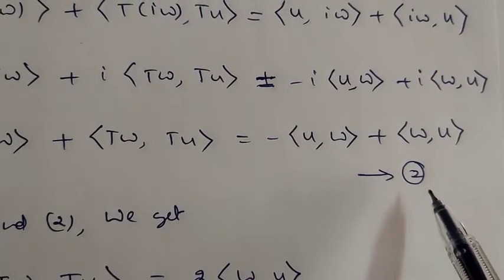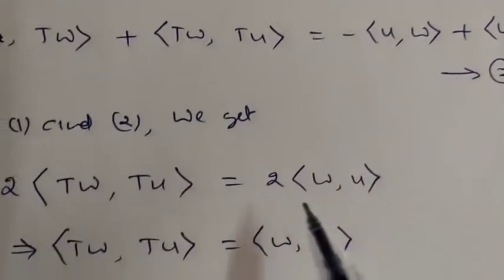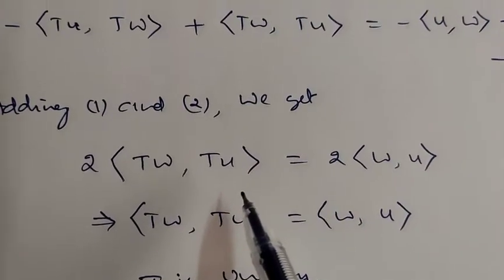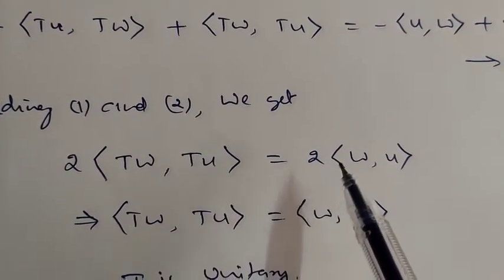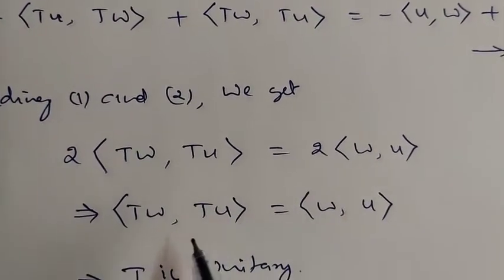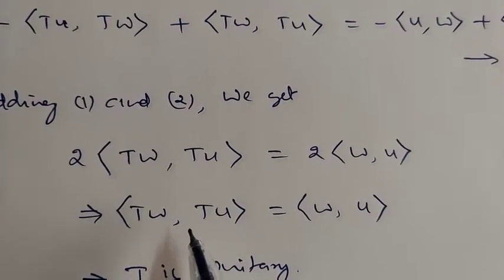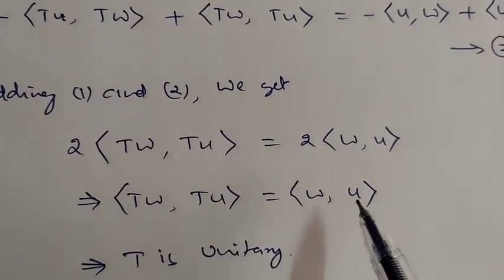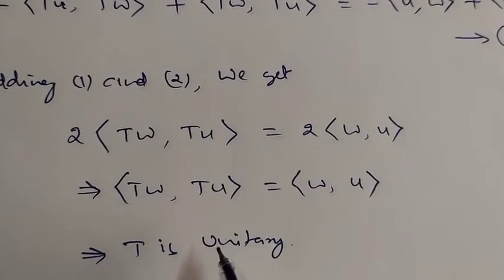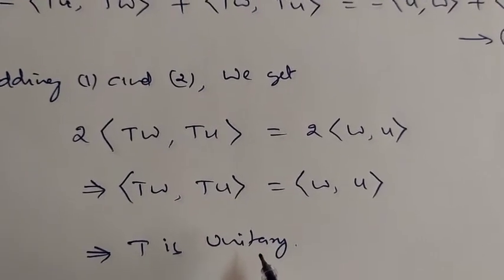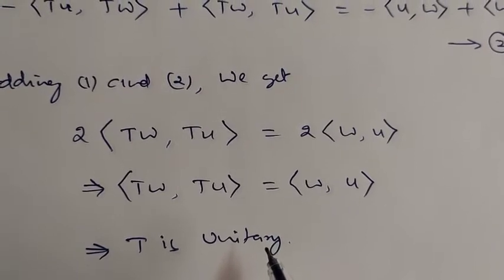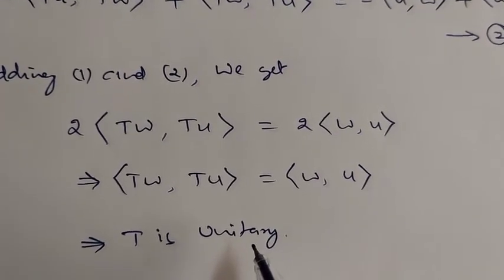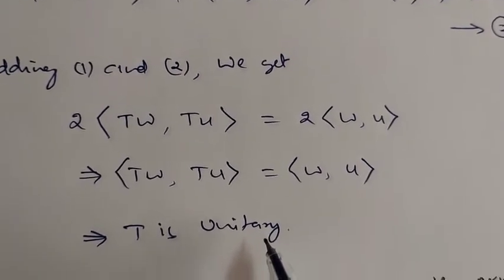Now you add 1 and 2. If you add 1 and 2, you get 2 times inner product of T(w), T(u) is equal to 2 times inner product of w, u. This implies inner product of T(w), T(u) is equal to inner product of w, u. This means by definition T is a unitary transformation. Thus we have assumed that norm of T(v) is equal to norm of v, and we have proved that T is a unitary transformation.